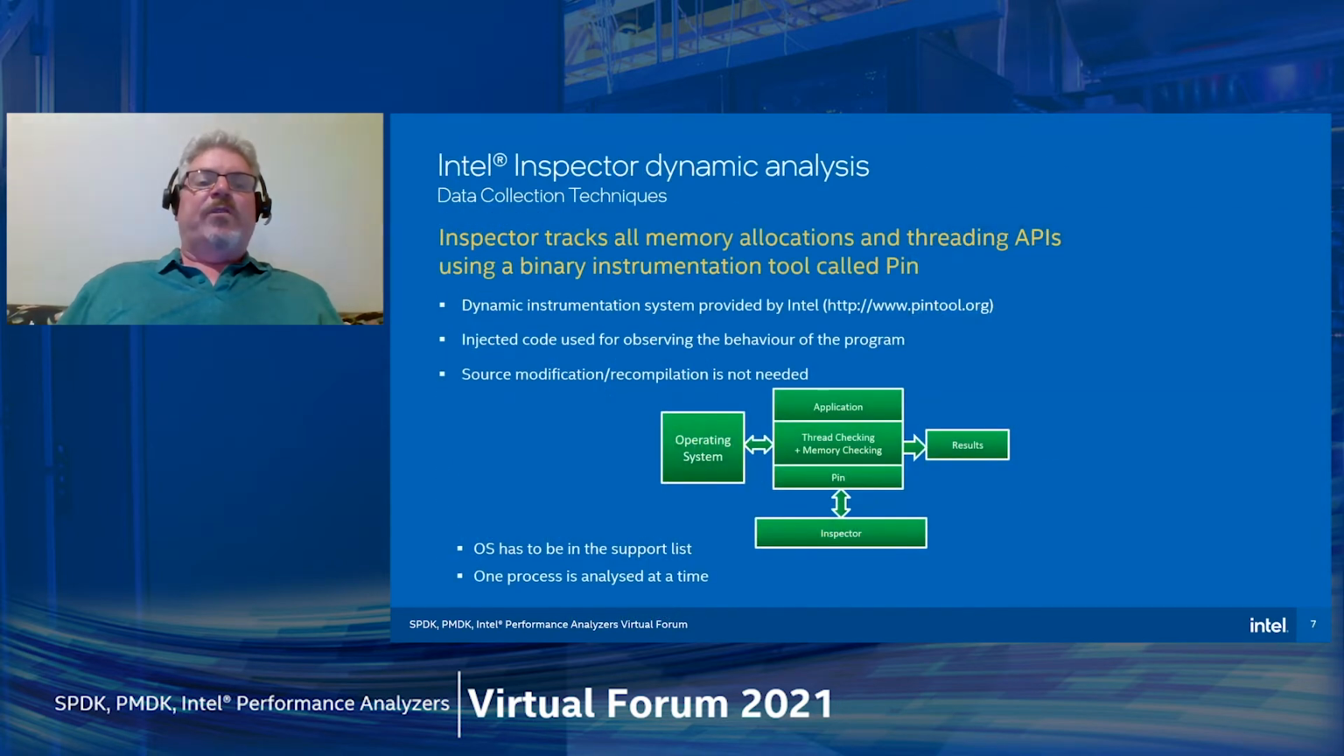So how does Inspector work? Inspector uses dynamic instrumentation using a tool called PIN. Using PIN, we can track all memory allocation and threading APIs in your program. And it does this by using binary instrumentation. So by using PIN, recompilation and source modification is not necessary.